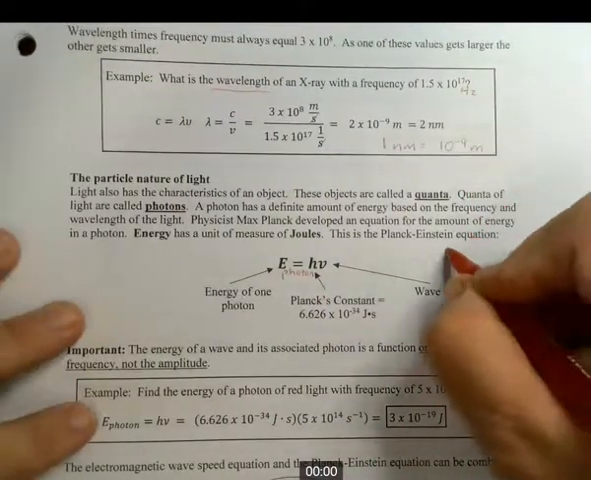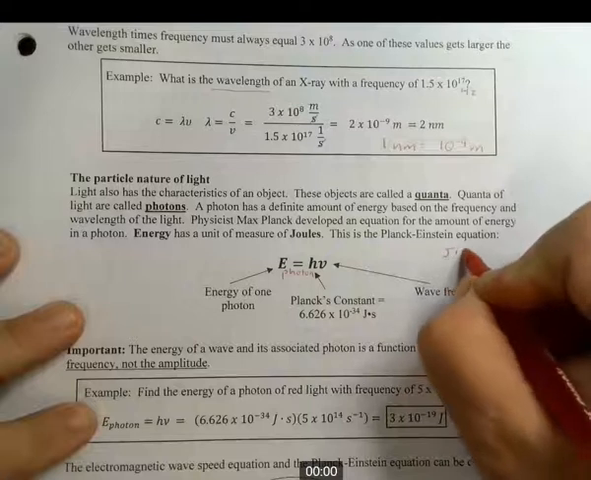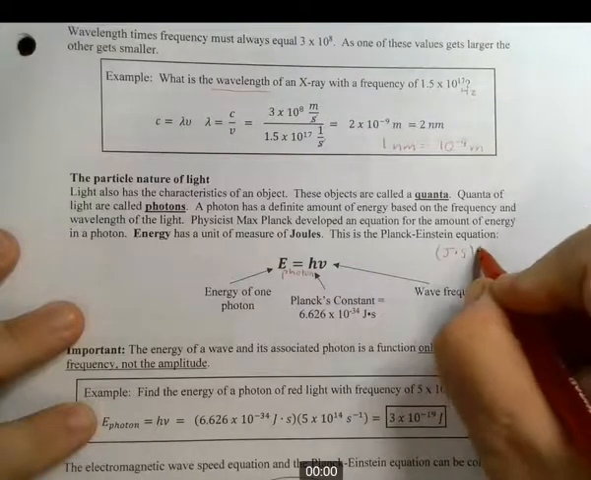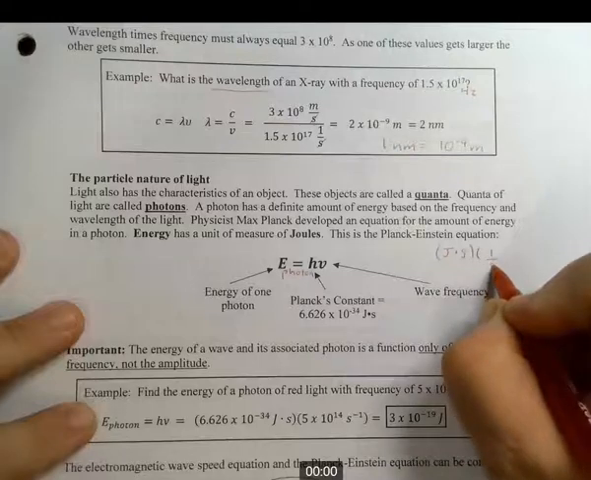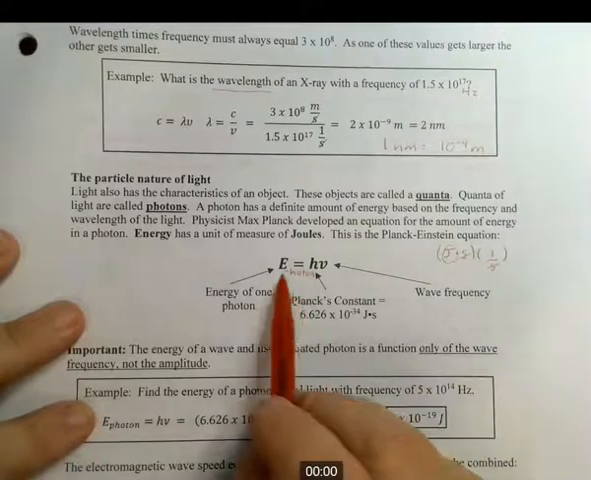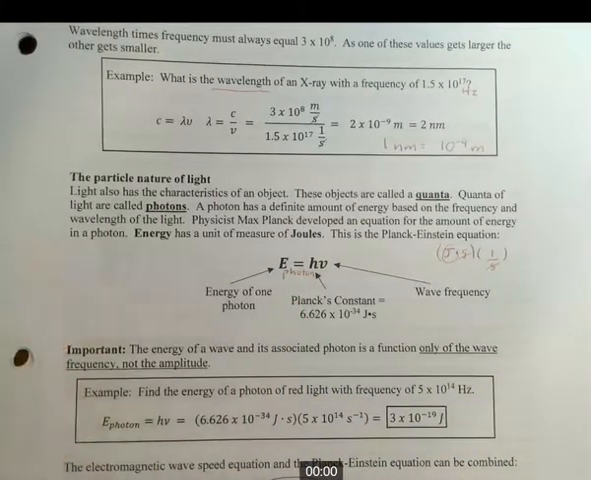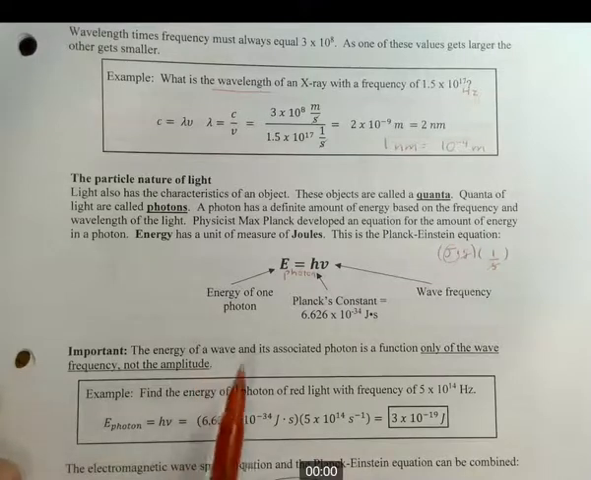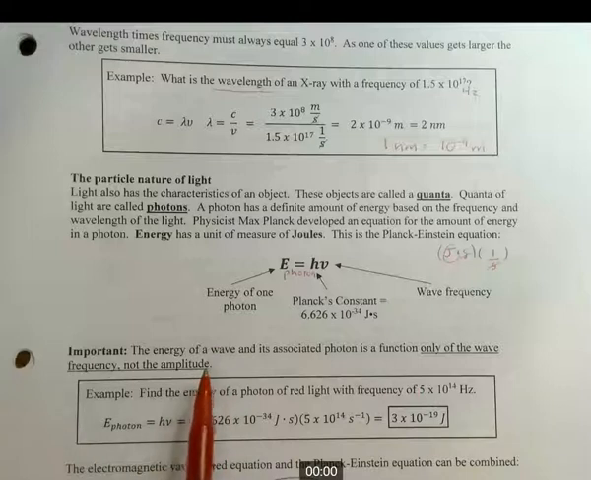And just remember units of measure, that Planck's constant is in joule seconds, and frequency is in 1 over seconds. So if you cancel the seconds, you end up with a unit of joules, and that's what energy is measured in. Important, energy of a wave and its associated photon is a function only of the wave frequency, not the amplitude. And that's an interesting kind of counterintuitive point that we'll talk about in class. It's not how tall the wave is, how high it is. It's how fast its frequency is, or how high its frequency is, that determines its energy.